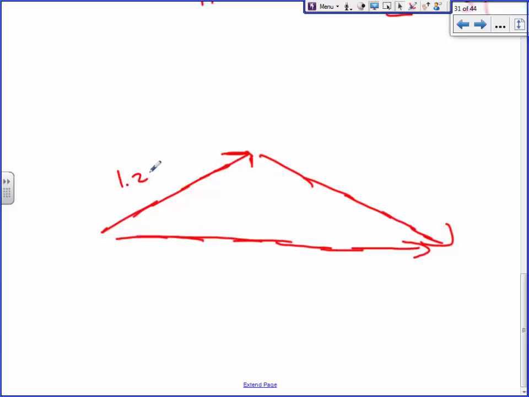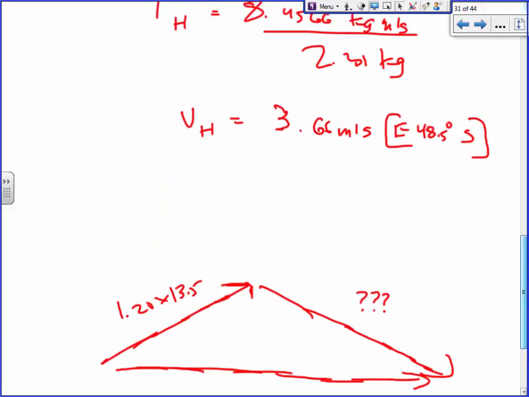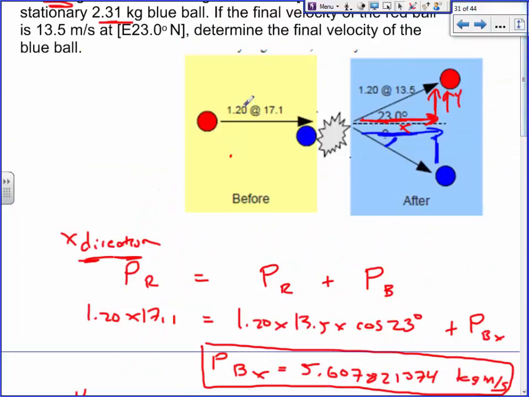This one was 120 by 13.5. This is the one that we were unsure of right here, because this was the blue one that was going to go down. We know now that it went at, what was it, 3 meters per second? And then the one going straight in was the 120 at 17.1.